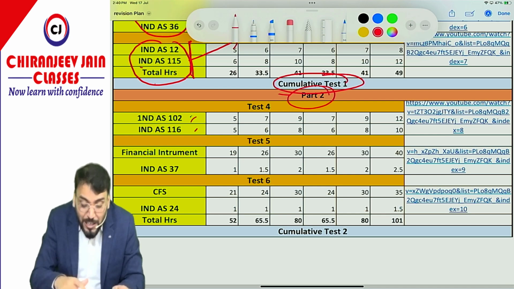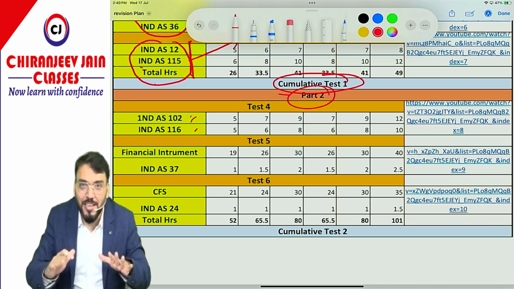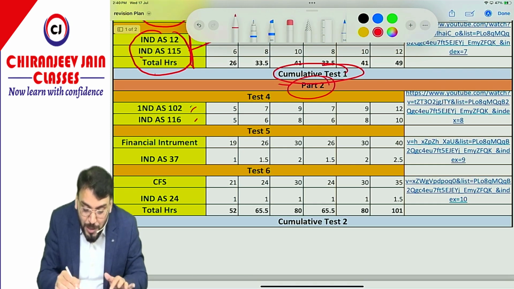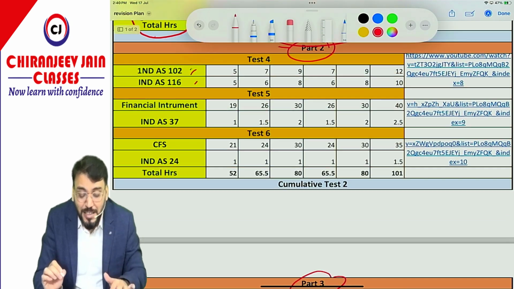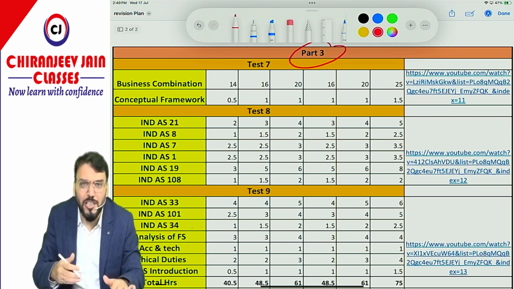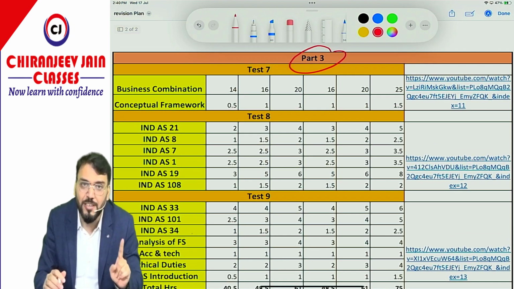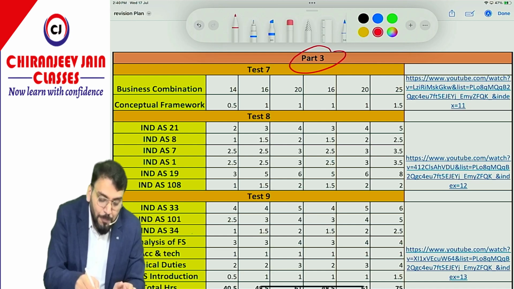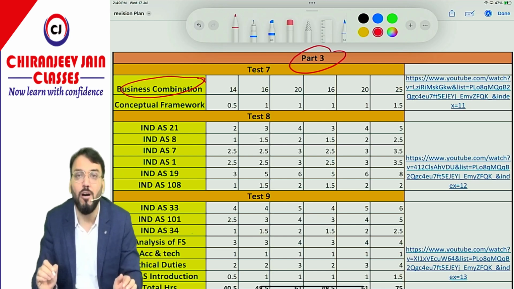Correct? So part 2 will be a little hectic. Correct? Understood? And it will have the most number of hours also. Then in part 3, once again small chapters. You can see small chapters. Only one big chapter I have kept, that is business combination. Apart from business combination, all chapters are small chapters.